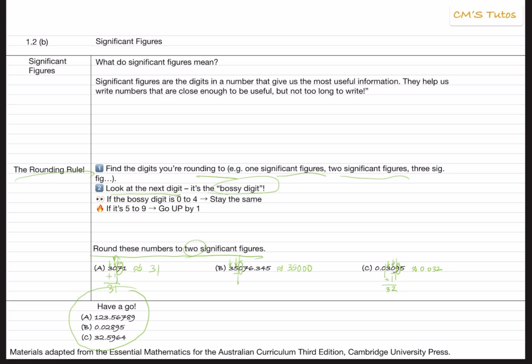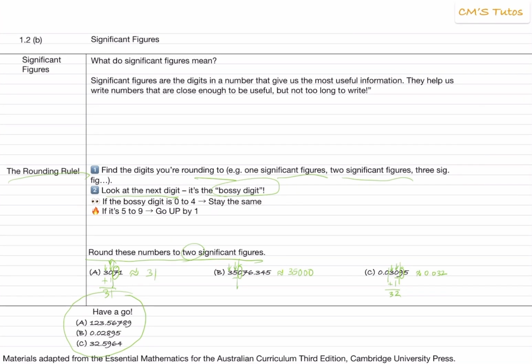Now have a go at these questions at the bottom, and all the materials have been adapted from Essential Maths for Australian Curriculum, 3rd edition, Cambridge University Press. If you'd like more exercises, please refer to this textbook. And the solutions for these questions A, B, and C will also be available in the comments below. You will also have an empty template with the questions in it, which you can solve at your own pace.